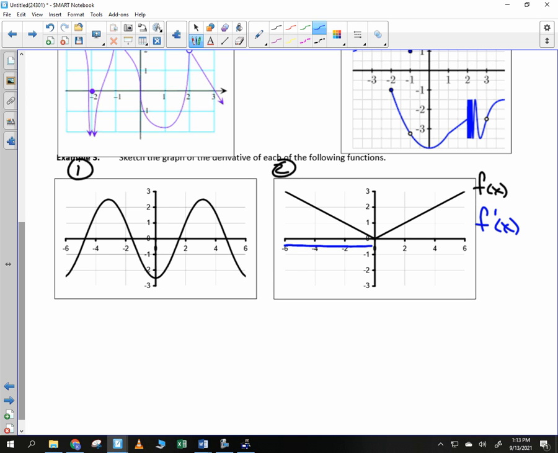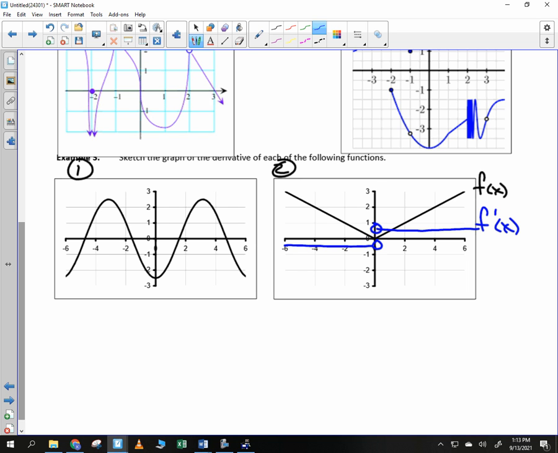Somebody describe for me the slope on the right-hand side. Positive 1/2? Everybody okay with positive 1/2? So I have a height of positive 1/2. Can I take the derivative at that spot right there? No, why? Because which one does it fail? It's a corner, right? You can't take the derivative at that spot. So then my derivative cannot have a value at that spot.